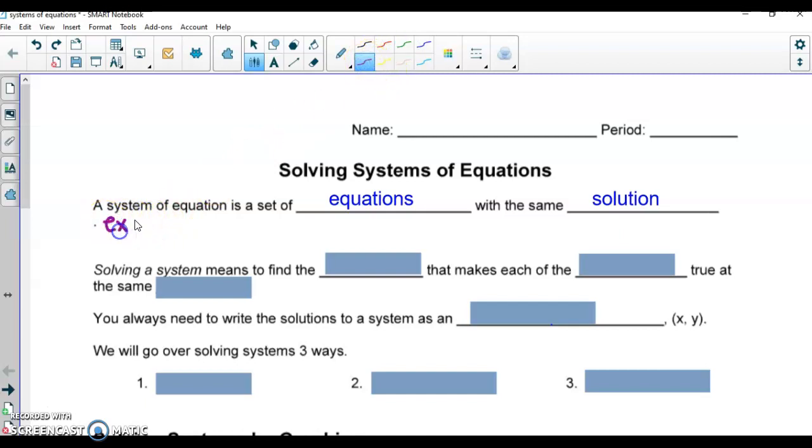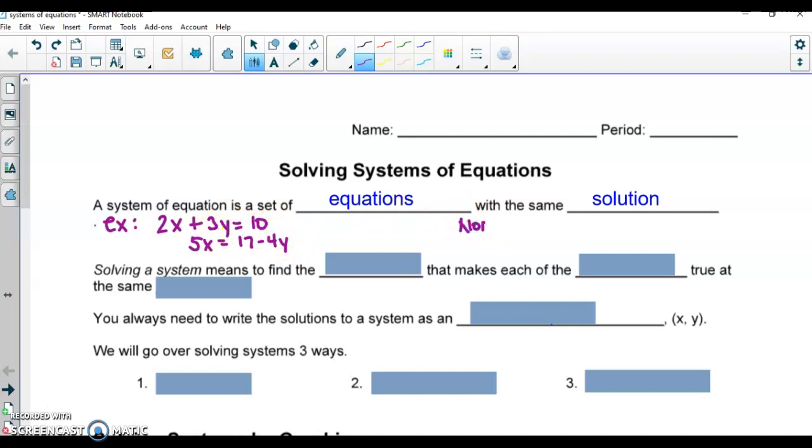An example of a system of equations is a set of equations such as 2x plus 3y equals 10, and another equation that uses the same variables, such as 5x equals 17 minus 4y. Same variables.